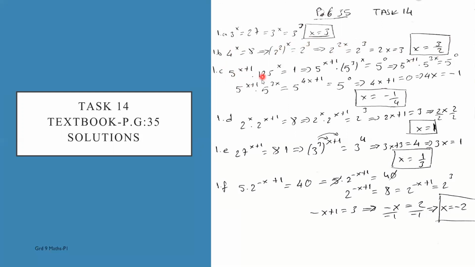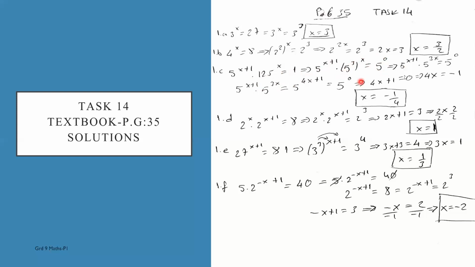1c, guys, will go 5 to the power of x plus 1 times 125 to the power of x equals 1. Right, so guys, 125 can be written as an exponent, which is going to be 5 to the power of 3, to the power of x. All right, then this 1 here equals 1. Remember, now we are writing everything on the base of 5. So then this is going to be 5 to the power of 0, which will be 1.